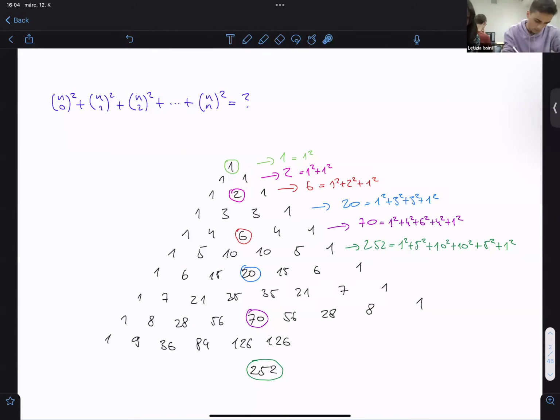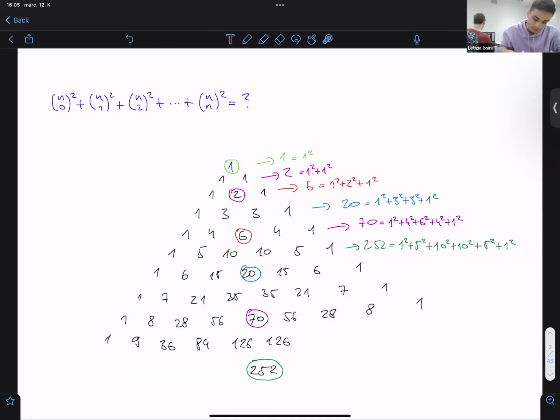For example, for n equals 2 in the second row, the square sum of the entries is 1 plus 4 plus 1, which is 6. In the third row, the sum of squares is 1 plus 9 plus 9 plus 1, which is 20. And in the fourth row, the square sum is 1 plus 16 plus 36 plus 16 plus 1, which is hopefully 70. So it looks like the square sum of the entries in the nth row is just 2n choose n, which is the entry that we can obtain by reflecting the tip of the triangle on the nth row, for example, like this.